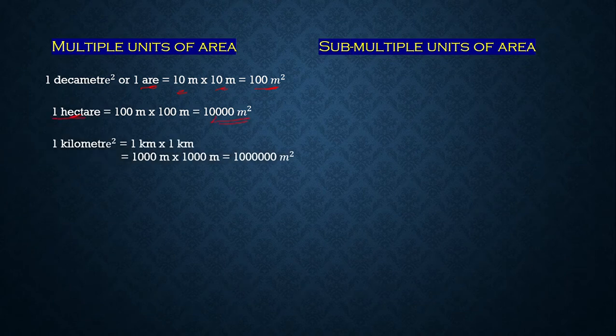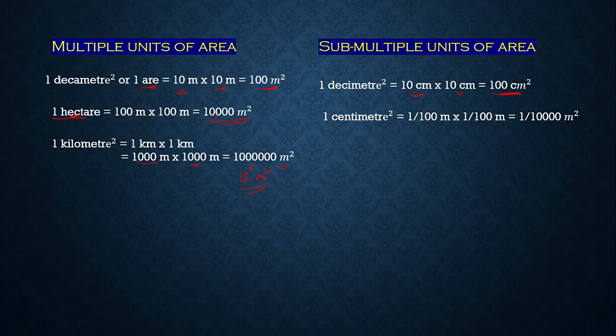meter square. Similarly, 1 kilometer square is 1000 meters into 1000 meters. That would be 10 to the power 6 meter square. Alright. Similarly, submultiples are less than a meter. So 10 centimeter into 10 centimeter is 100 centimeter square, that is called 1 decimeter square. Similarly, 1 centimeter square would be how many meter square?